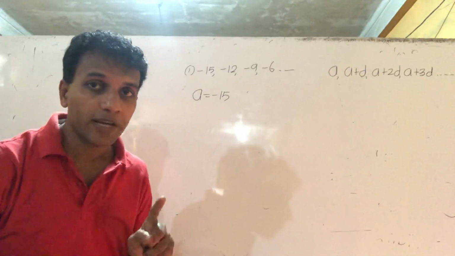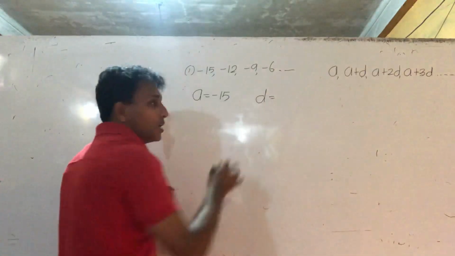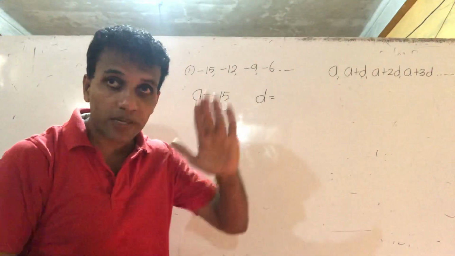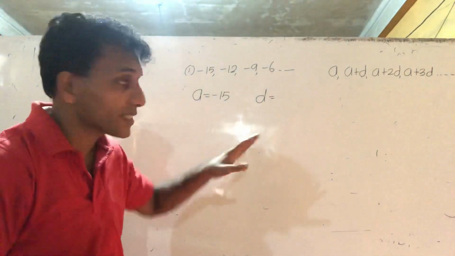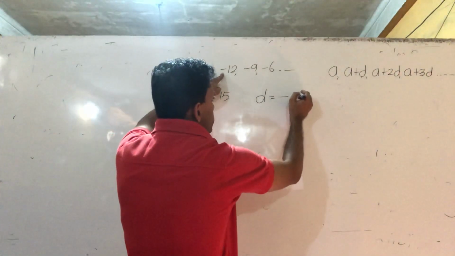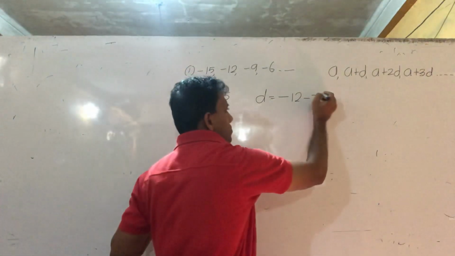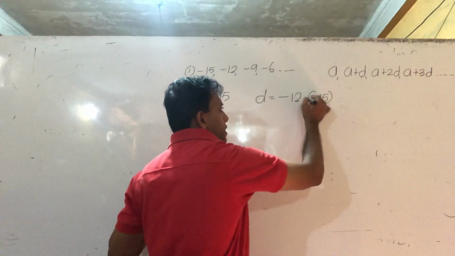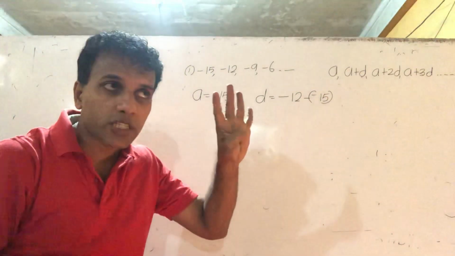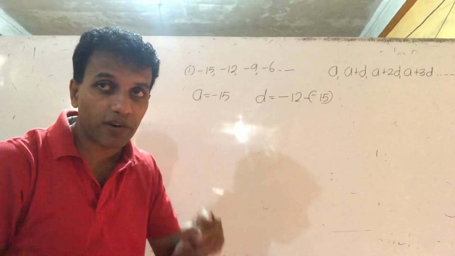Next write the common difference. What is the common difference? Take the last video, stop and see it, for newcomers. How to find the common difference: successive subtraction. If I take minus 12, subtract minus 15. Second term, subtract the first. Or third term, subtract the second. Or fourth term, subtract the third. That's the way to calculate the D value, the common difference.